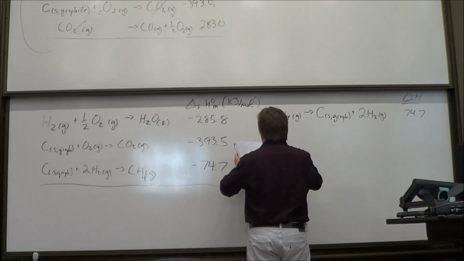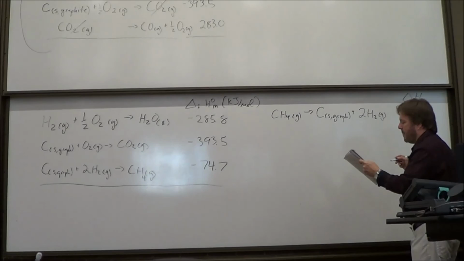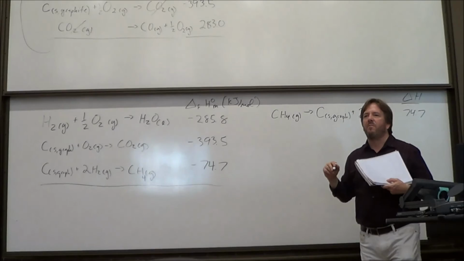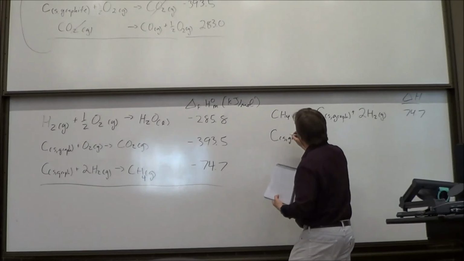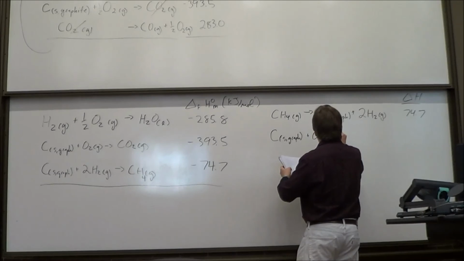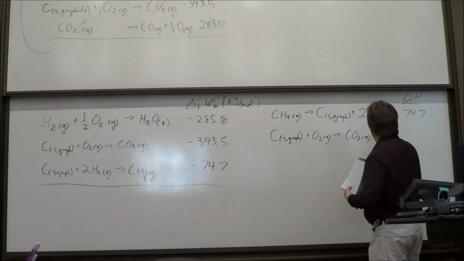Okay, and again, I'm trying to get to burning methane, and so I know that methane has one carbon, so one carbon can only give me one CO2. So what I'm going to do is add this guy in, and what I like about this is I see that the carbon has now canceled out with O2 gas goes to CO2. So this is one you don't have to mess with. It just depends what I've asked you to do.